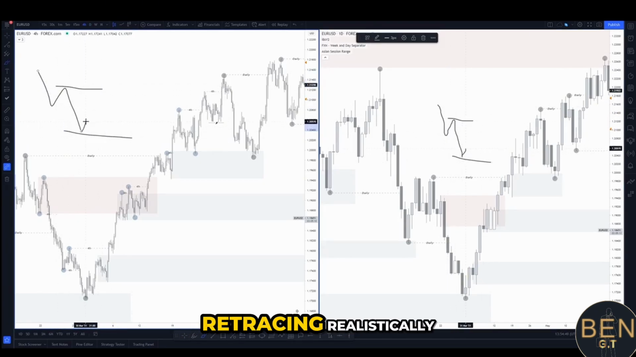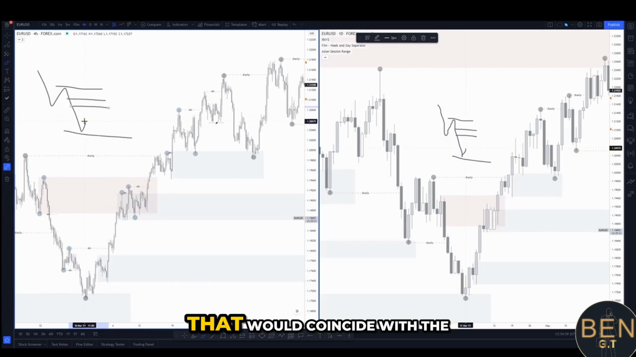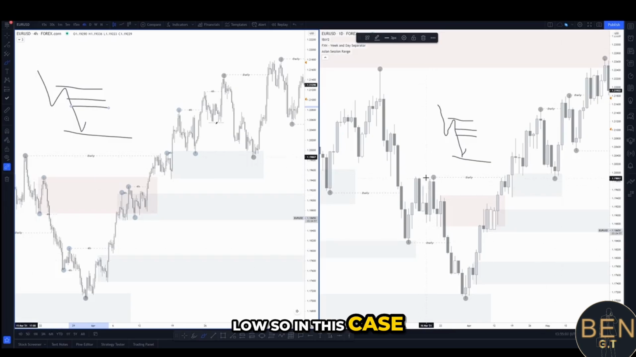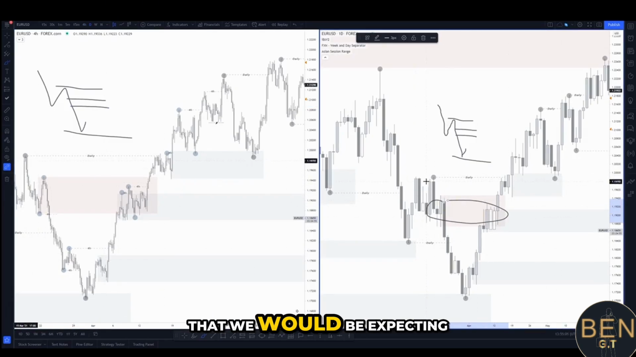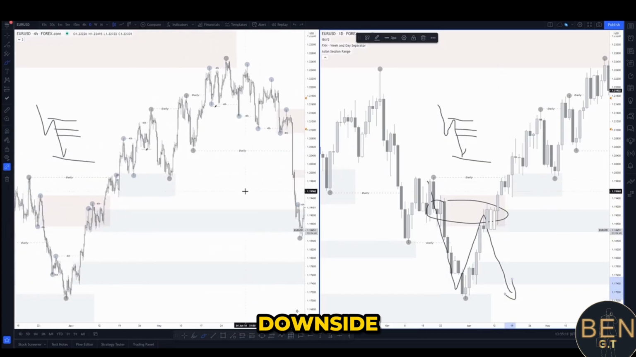We start to see price retracing. Realistically, if we're looking to catch the lower high and look for an additional short opportunity, we'd be looking to identify supply zones that would coincide with the formation of that lower high. So in this case, we have a supply zone here that we would be expecting price to react off of and create a lower high and continue moving to the downside.